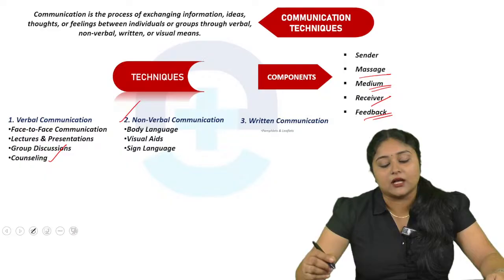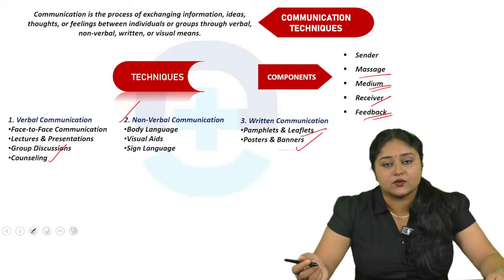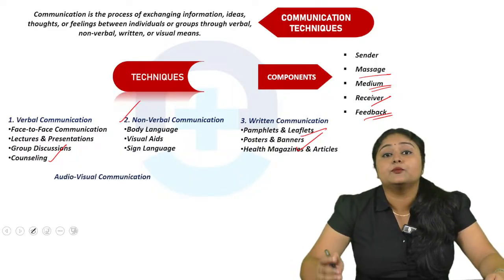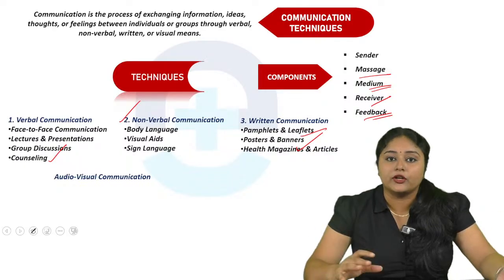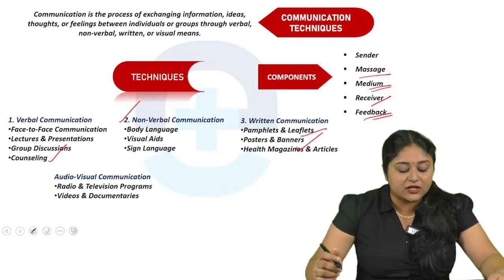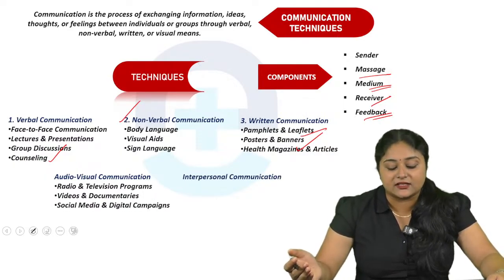Now come to the written communication. So it is pamphlets or leaflets. Next are the posters as well as the banners, then health magazines as well as articles. Now come to the audio visual communication, means audio is also there, visual is also there. So what is this? Radio, television. Next one is the videos as well as documentaries, social media and then digital campaigns.